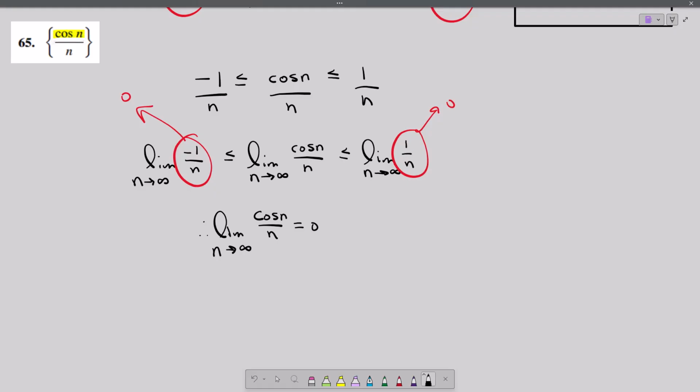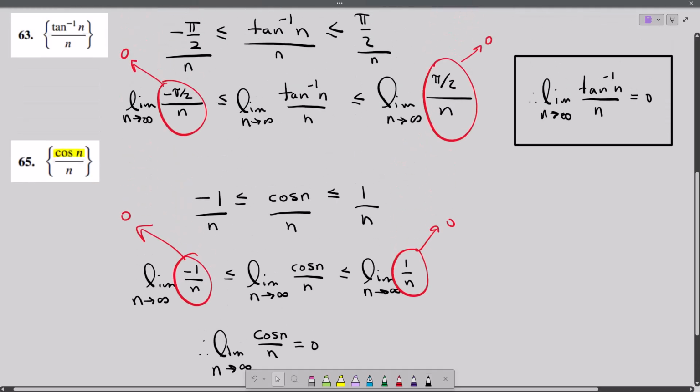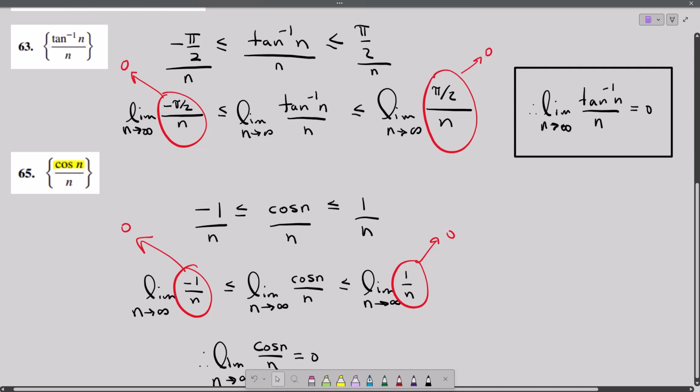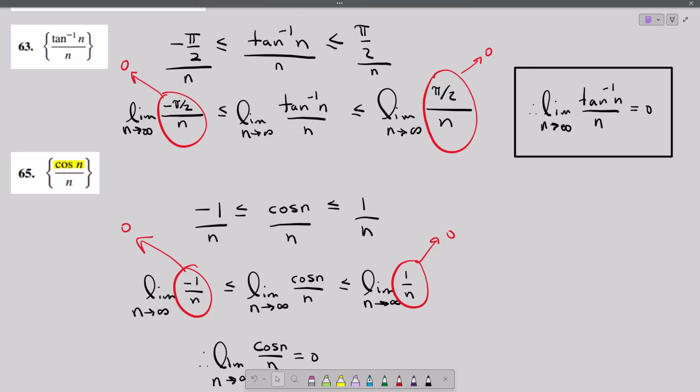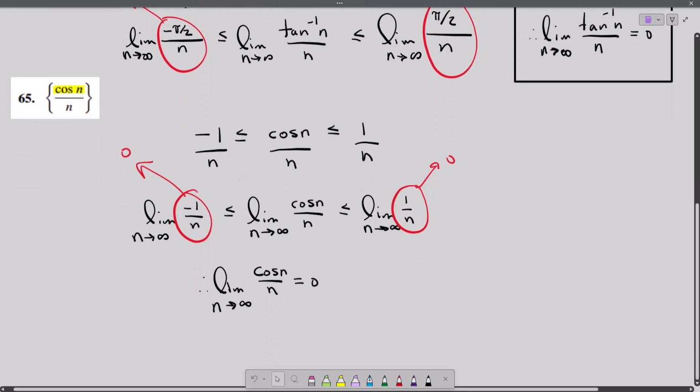So that's the squeeze theorem. The squeeze theorem proves this idea that as long as the numerator is bounded, if the denominator is going to infinity, the limit is 0. So we just verify that with the squeeze theorem. That is the power of the squeeze theorem. It proves that.